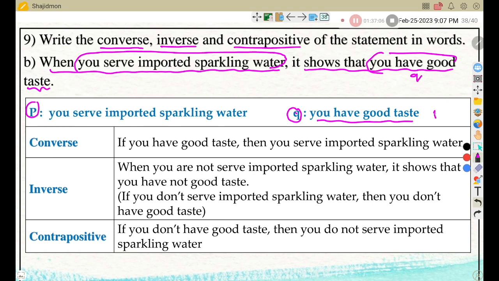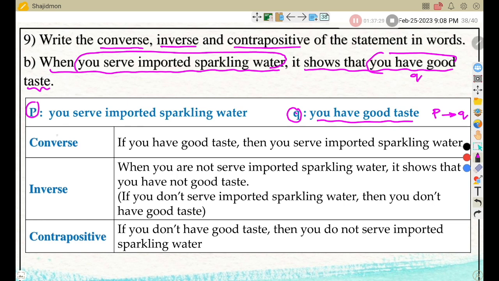So the original statement is P implies Q. Correct? P implies Q. That means when we serve imported sparkling water, meaning bubbled water, okay, bubbled like soda, like Pepsi, like this sparkling water, it shows that you have good taste. So the statement P implies Q is the original statement.